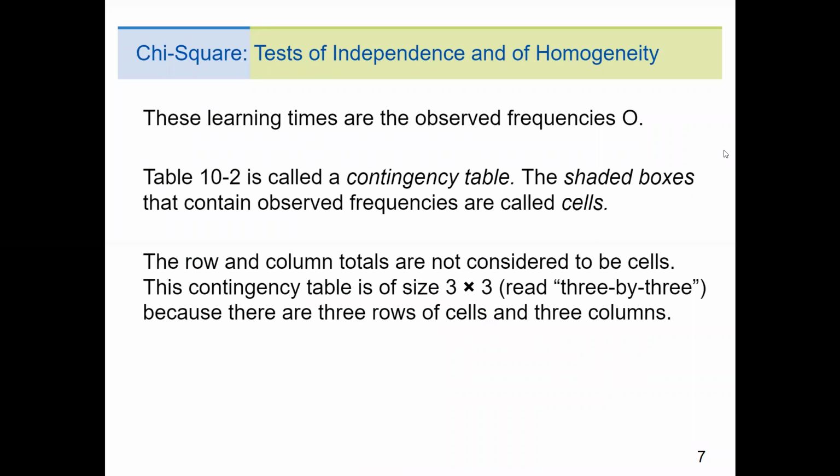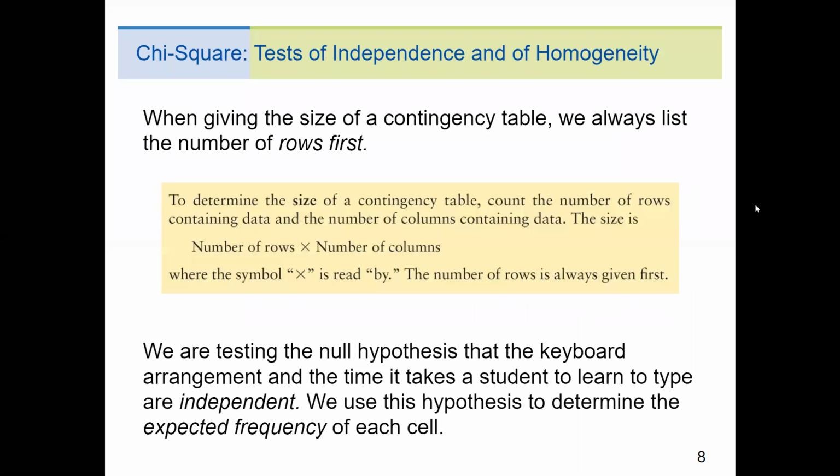Okay, these learning times are the observed frequencies O. The table 10.2 is called the contingency table. The shaded boxes that contain observed frequencies are called cells. The row and column totals are not considered to be cells. This contingency table is a size 3 by 3 because there are 3 rows of cells and 3 columns.